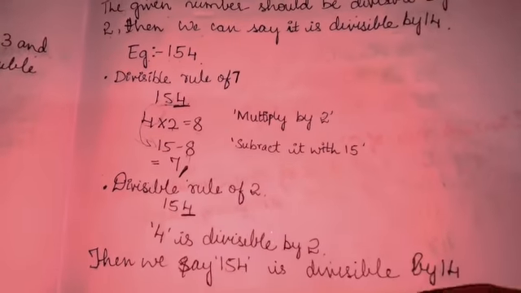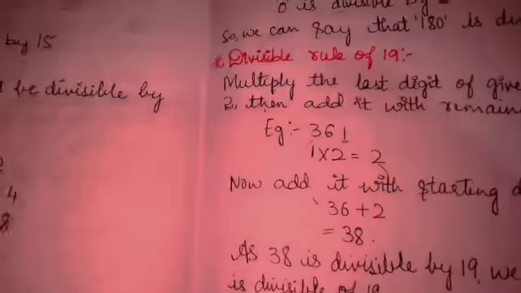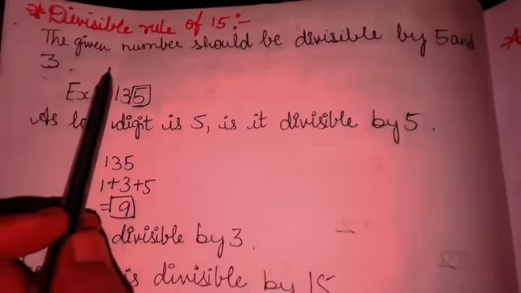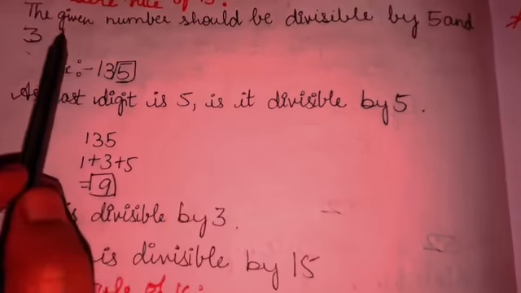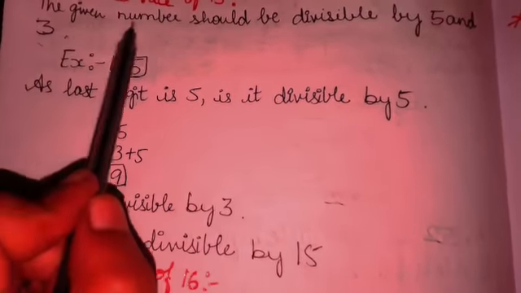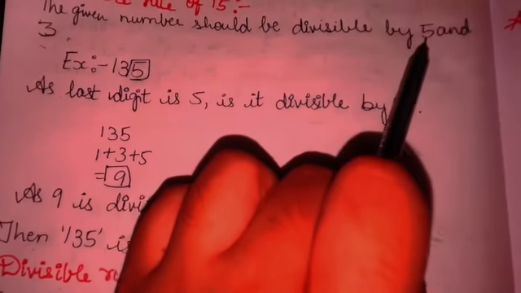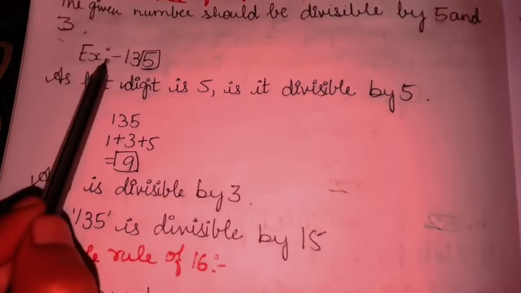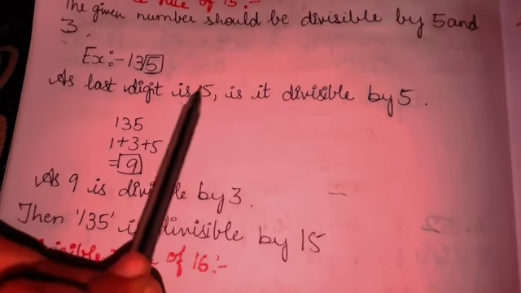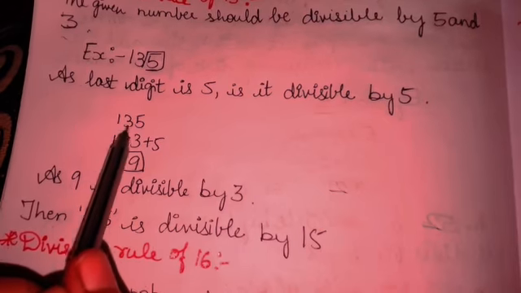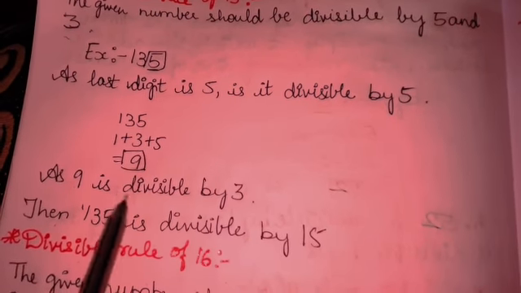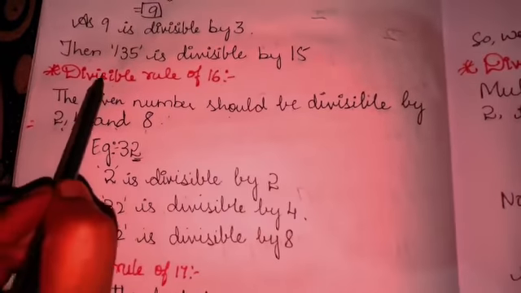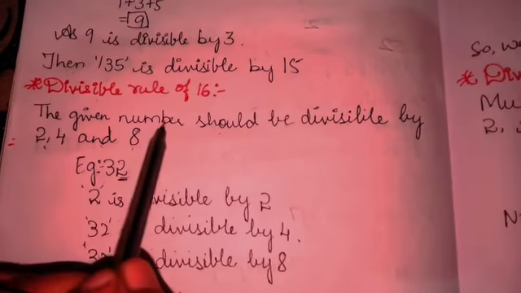Now let us see the divisibility rule of 15. The given number should be divisible by 5 as well as 3. Example 135. The last digit is 5, so it is divisible by 5. Adding the digits of 135 gives 9, which is divisible by 3. So the given number is divisible by 15.